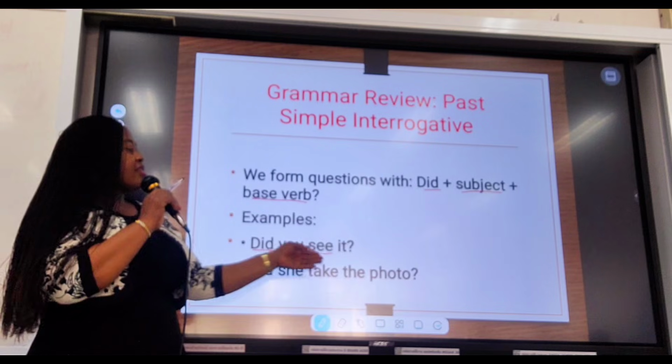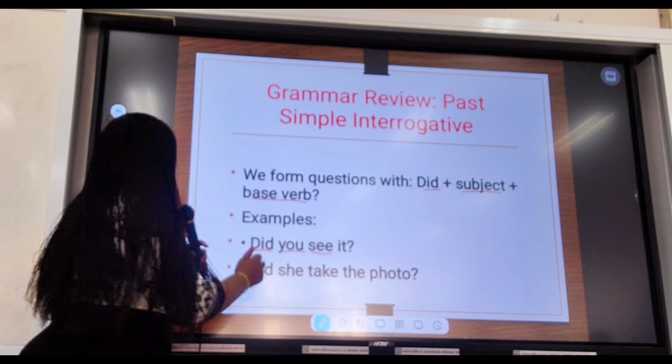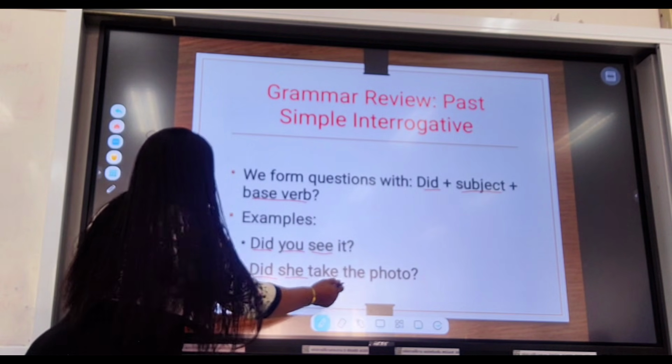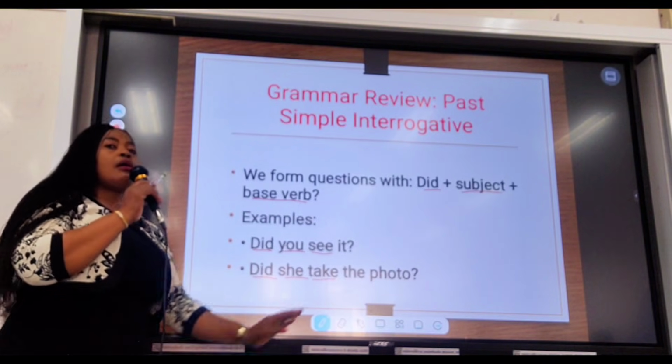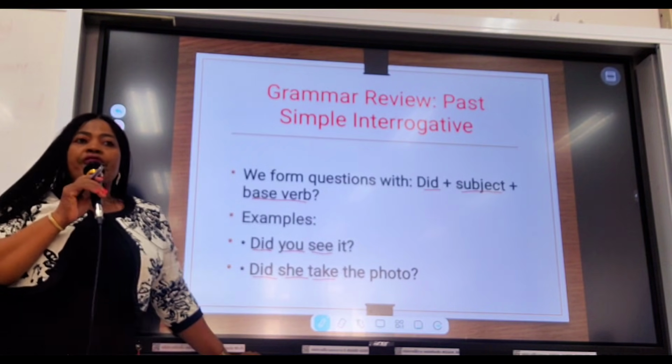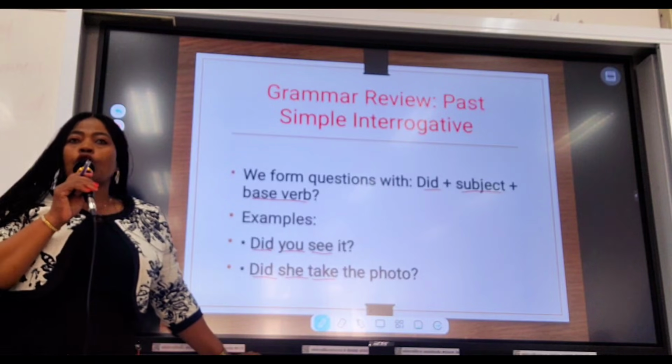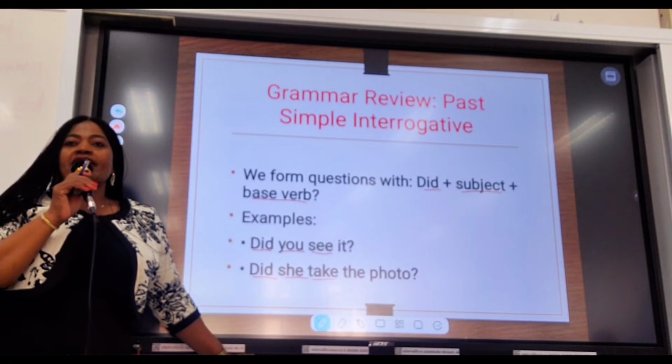Or did she take the photo? Did she take? So you have did plus subject plus base form of the verb. Did she take the photo? More examples.